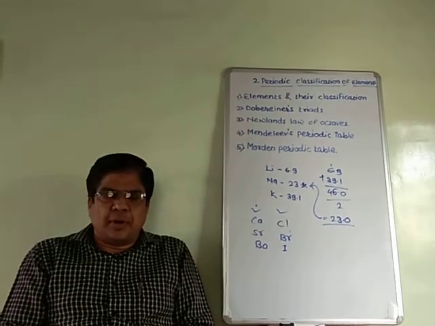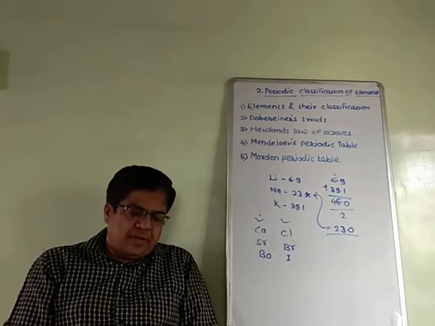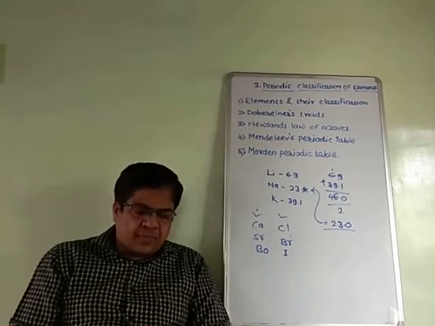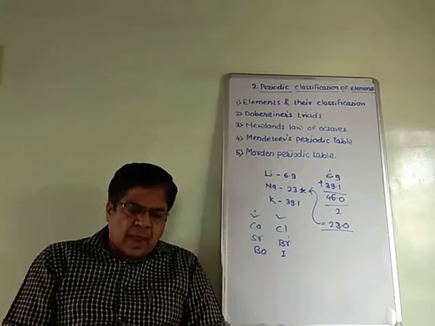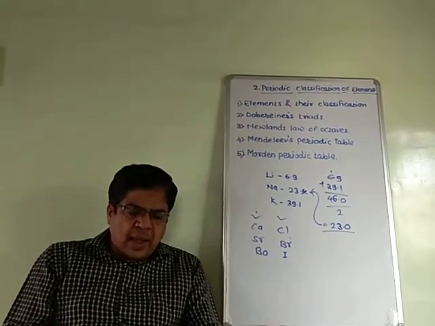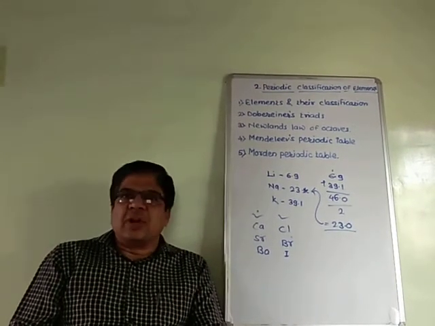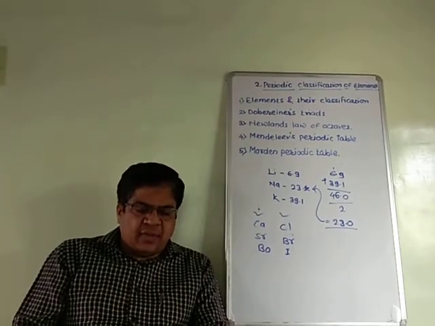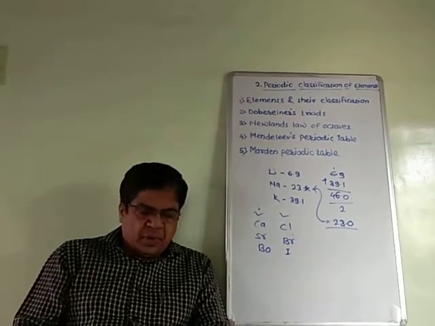Continuing this chapter, the next point is atomic size. The size of an atom is indicated by its radius. Atomic radius is the distance between the nucleus of the atom and the outermost shell. Atomic radius is expressed in the unit picometer, that is pm, which is smaller than a nanometer. Atomic size depends upon the number of shells of the atom. The more the number of shells, the larger is the atomic size.